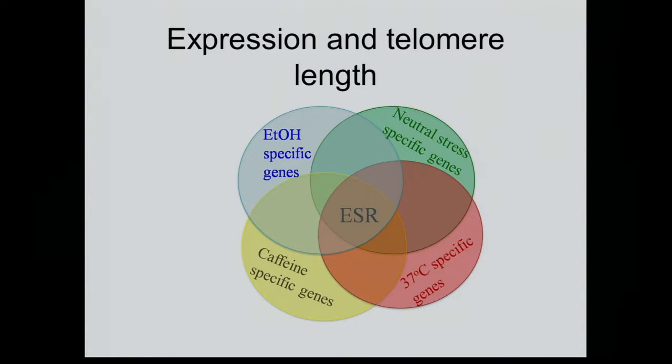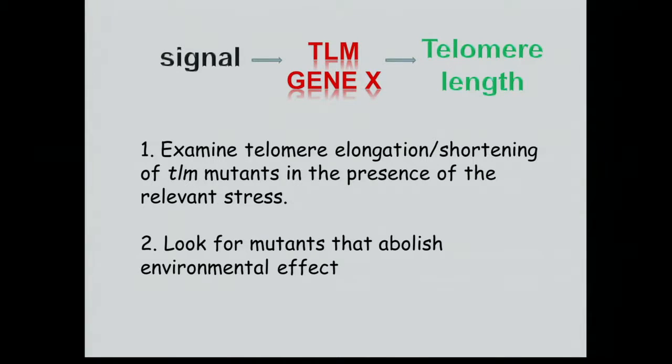So what we did was to measure the expression of all the genes under the different conditions. And then the basic idea is that if the environment is sending some signal, and the cells are responding to that signal by elongating or shortening the telomeres, the TLM genes should be in the middle, right? Because these are the genes that cause elongation or shortening of telomeres. So we can ask, if we make a mutation in one TLM gene, will it interrupt the signal? Let's say, if I grow all my collection of TLM mutants in the presence of ethanol, will I see mutants that don't elongate their telomeres anymore?